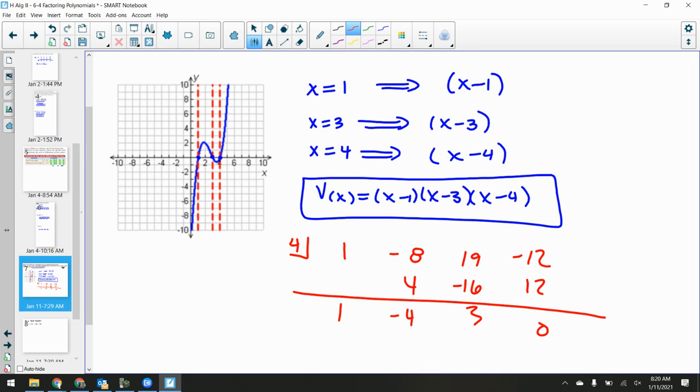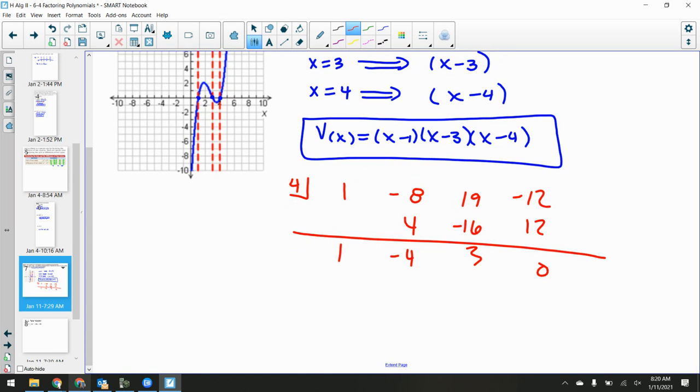Hey, what's left over when we factor out an x minus 4? What's left over after we divide out an x minus 4?